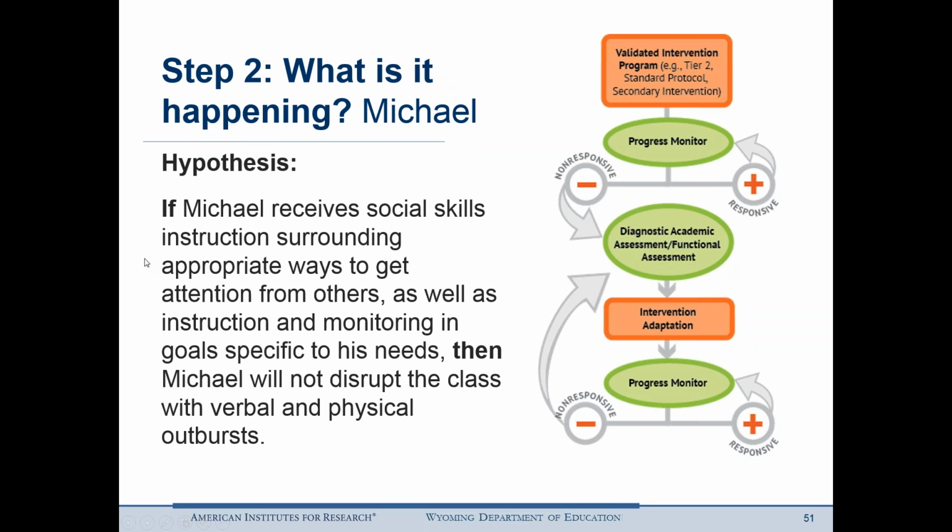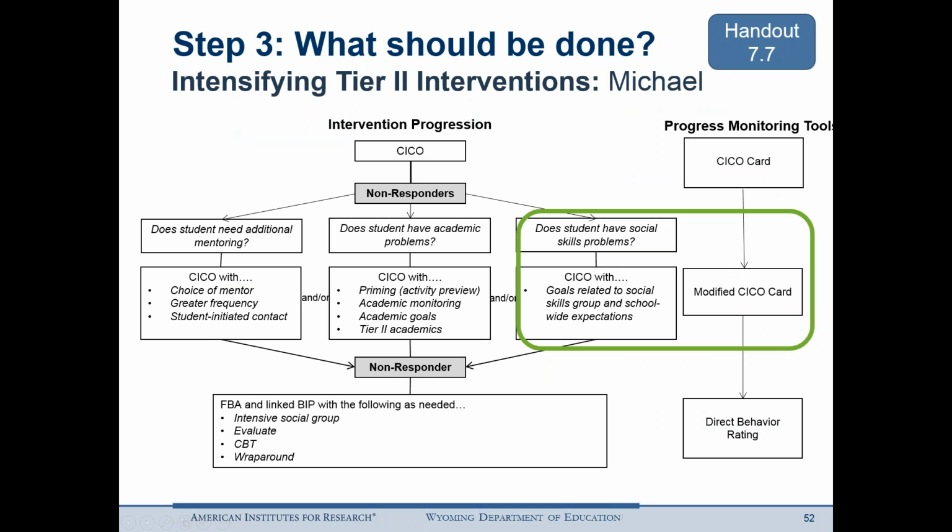The team hypothesizes that if Michael receives social skill instruction surrounding appropriate ways to get attention from others, as well as instruction and monitoring and goals specified to his needs, then Michael will not disrupt the class with verbal and physical outbursts. The next step in the process is to determine what should be done. In the DBI process, this entails identifying how to intensify the intervention based on the new hypothesis.